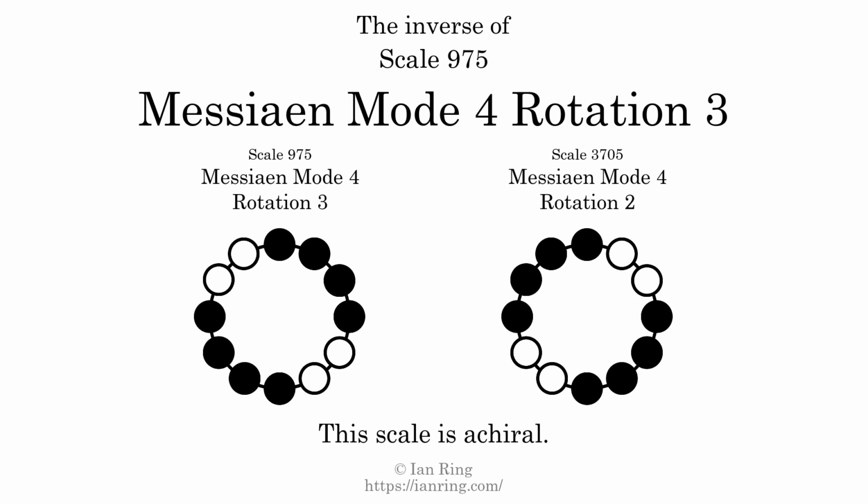The inverse of a scale is a mirror image. It is what you get when the sequence of intervals is reversed. The inverse of this scale is scale 3705, also known as Messiaen Mode for rotation 2.